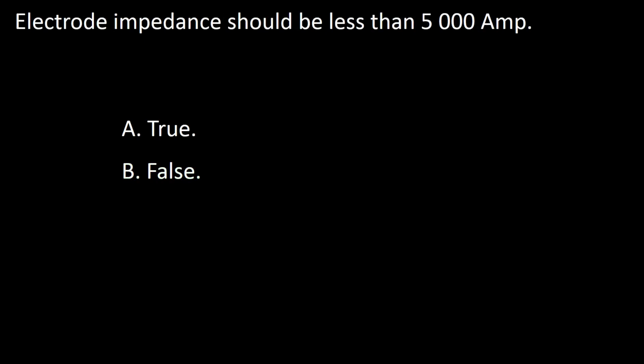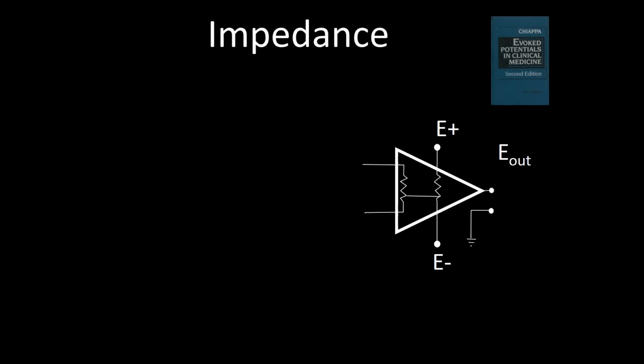Next question. Electrode impedance should be less than 5000 amps. A, true. B, false. This diagram represents a single-ended amplifier. These amplifiers are used as preamplifiers before the differential amplifier and are also used after the differential amplifier. Single-ended amplifiers are used for one purpose only, and that is to boost voltage. Preamplifiers are the first real evoked potential machine elements that make connections with the electrode.